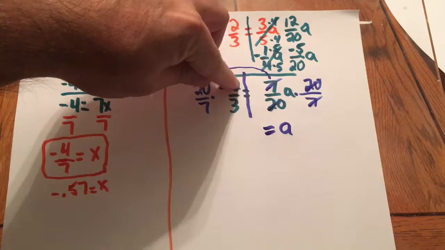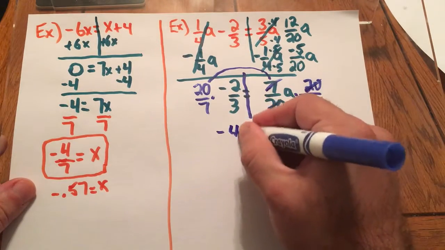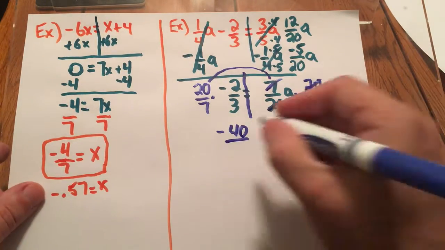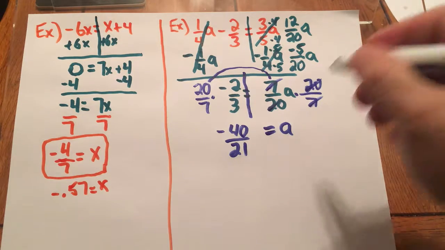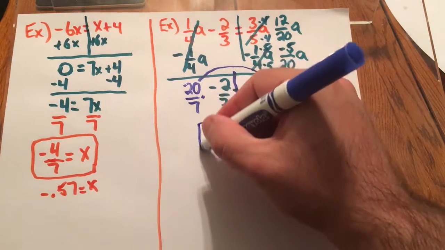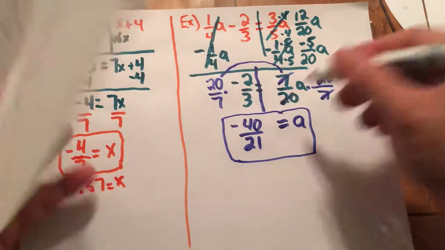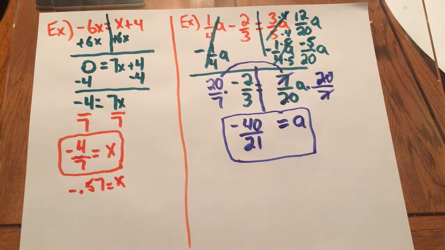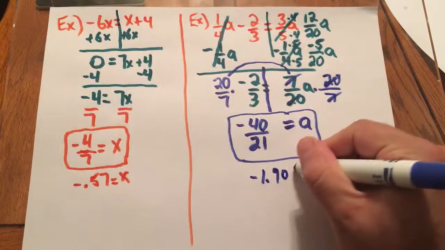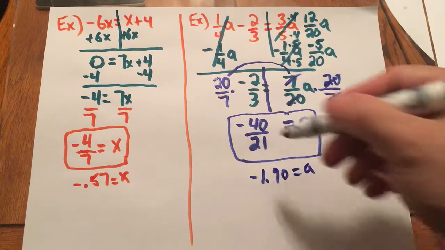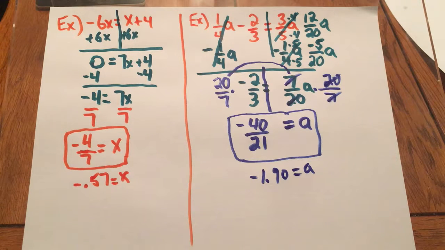So 20 times negative 2 is negative 40. 3 times 7 is 21. Now, there's a bunch of different ways you can write that. I think that's the simplest form for the fraction. We can leave it that way. If you wanted to write it as a decimal, you plunk it into your calculator, and you get negative 40 divided by 21, which would also be about negative 1.90. So there's two different ways to write that answer, but that's how you would handle fractions.